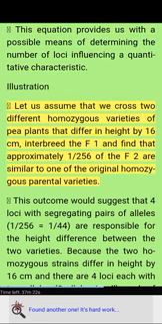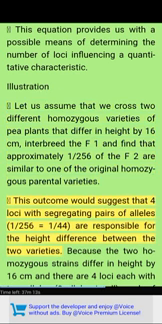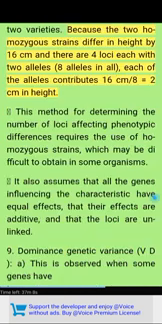Illustration. Let us assume that we cross two different homozygous varieties of pea plants that differ in height by 16 centimeters, interbreed the F1 and find that approximately 1/256 of the F2 are similar to one of the original homozygous parental varieties. This outcome would suggest that four loci with segregating pairs of alleles, 1/256 equals (1/4)^4, are responsible for the height difference between the two varieties. Because the two homozygous strains differ in height by 16 centimeters and there are 4 loci each with 2 alleles, 8 alleles in all, each of the alleles contributes 16 centimeters / 8 equals 2 centimeters in height.